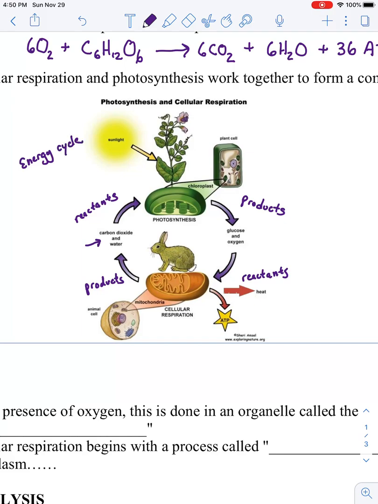Plants can perform both photosynthesis and respiration, whereas animals can only perform respiration. They cannot make their own sugars. It should be noted that in addition to ATP being produced through cellular respiration, heat is also generated, which is a wasted form of energy that is radiated out into space.